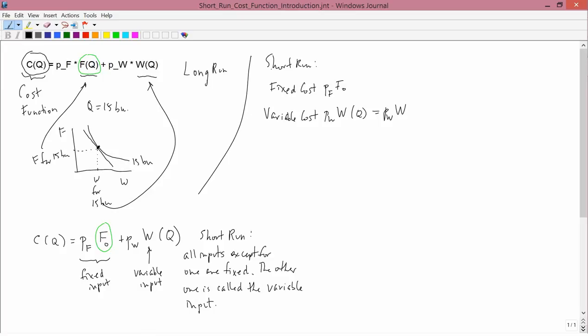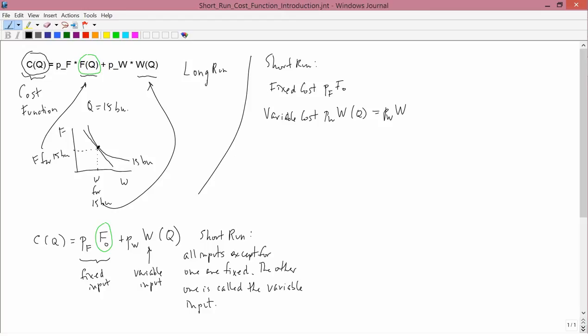It's completely arbitrary for our purposes whether you pick fertilizer as fixed and water as variable, which is what I did, or whether you pick fertilizer as variable and water as fixed. There's no particular reason why one should be fixed and the other should be variable.